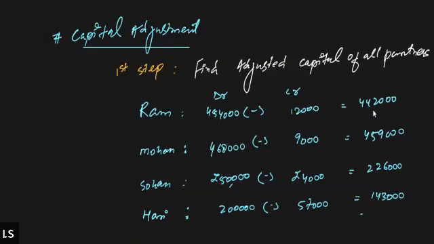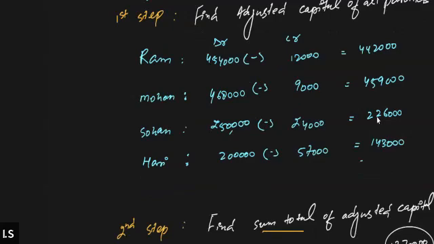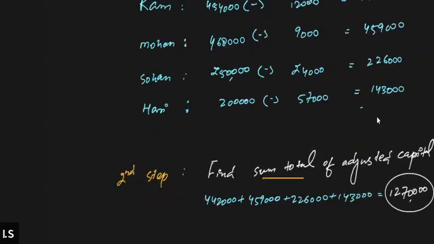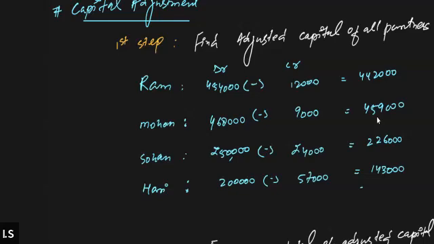We need to adjust the capital of the partners in the new profit sharing ratio, and how many steps does it require? It requires 3 steps. Number one is to adjust the capital of all the partners. So what do you mean by adjustment of capital? Adjusting capital basically means subtracting the debit side values of the partner's capital account from the credit side values of the partner's capital account. First of all, we will find out the adjusted capital.